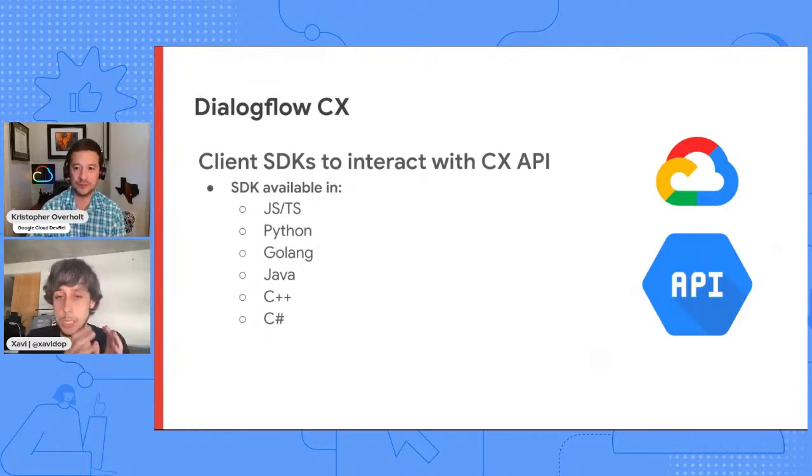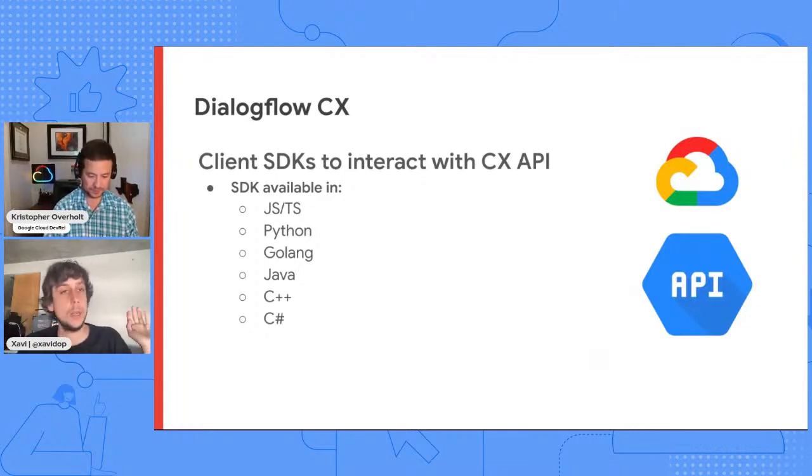Basically, it just uses the CX API to create most of the objects that you can create in Dialogflow CX, like flows, pages, tests, execution, training, all these things. You can do that using the CX CLI. The SDKs available are in JavaScript, TypeScript, Python, Golang, Java, C++, and C Sharp. At the end, it's an API. So, for instance, if you are a Rust developer, that doesn't mean that we don't support you. That means that there's an API.